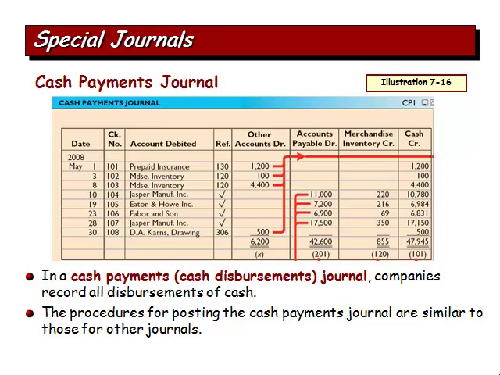Cash payments journal. Again, this is for all cash payments. We've got a first column here that shows the date. The next one is the check number. This is an account debited. Reference: we put a reference in there once we post it. We have other accounts debits. We have an accounts payable debit, a merchandise inventory credit, and a cash credit.